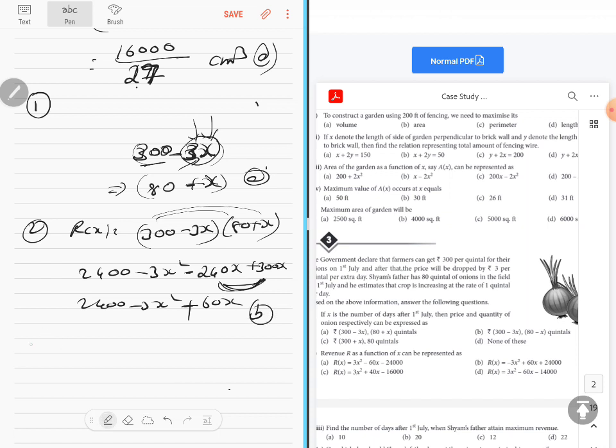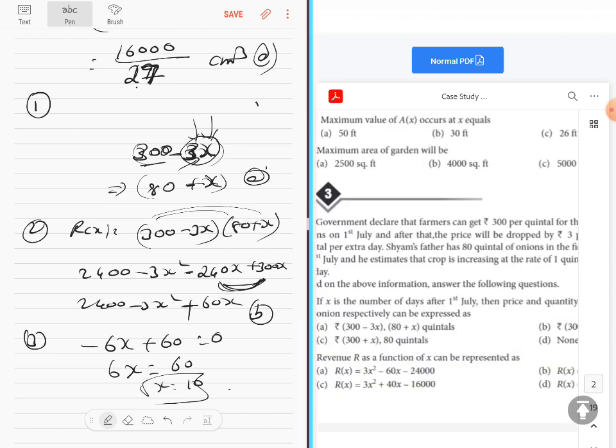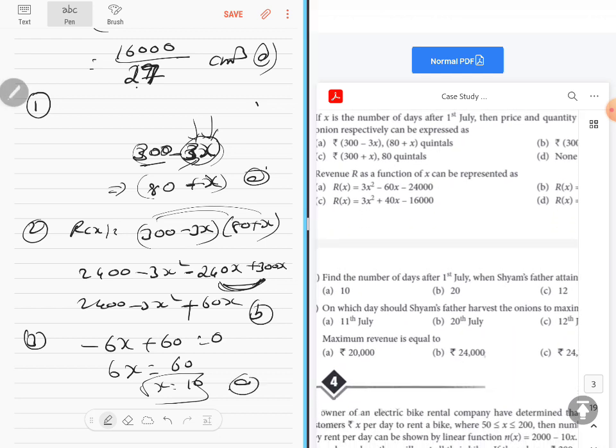Now differentiate this to get the maximum revenue. Minus 6x plus 60 is equal to 0. So 6x is equal to 60, so x is equal to 10. So that's when you will have the maximum number of days in which you can have maximum revenue. So option number A is the right answer for this.